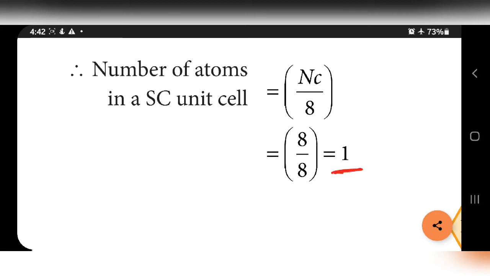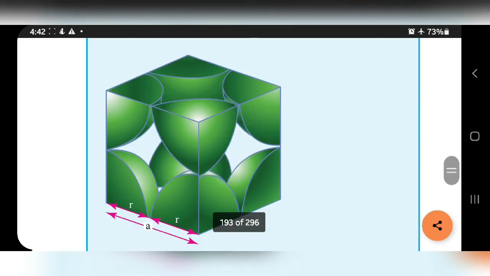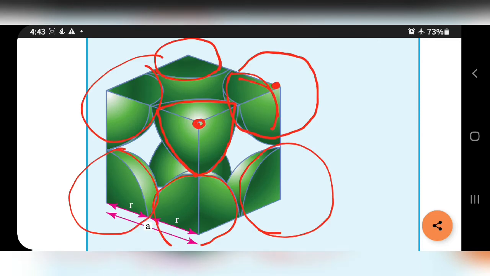What is the meaning for this one? Totally how many atoms are present in a simple cubic? Totally 1 atom. Because, see this picture.